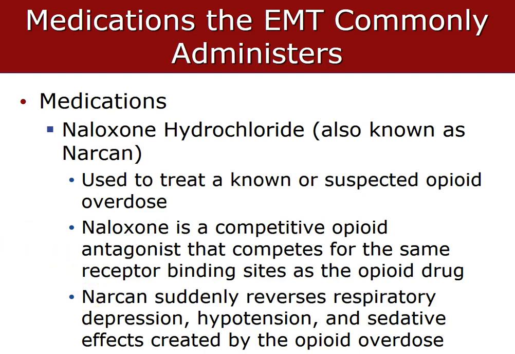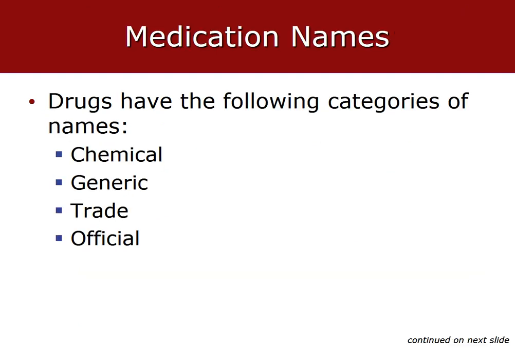Narcan itself has no effect on a patient unless an opioid drug is actually present in the system. Therefore, it's usually relatively safe to administer it on either a suspected or known heroin or other opiate drug overdose. In addition, the EMT can administer it several routes, either intramuscular, subcutaneously, or intranasally.